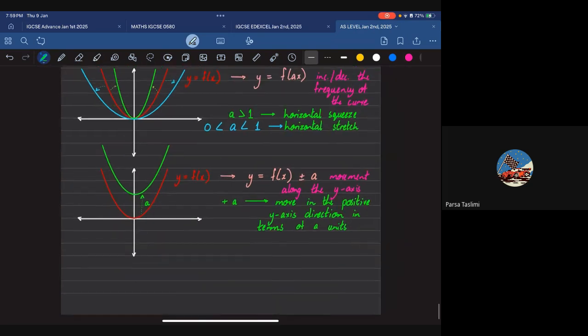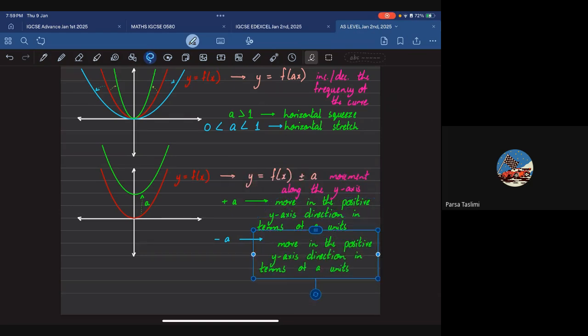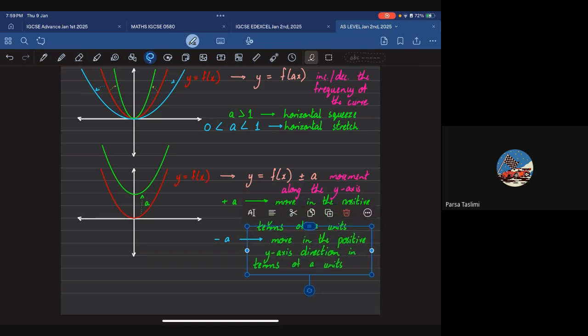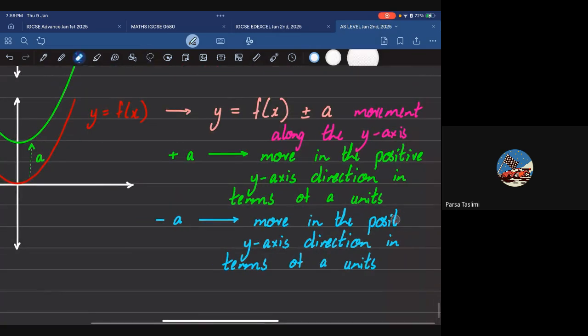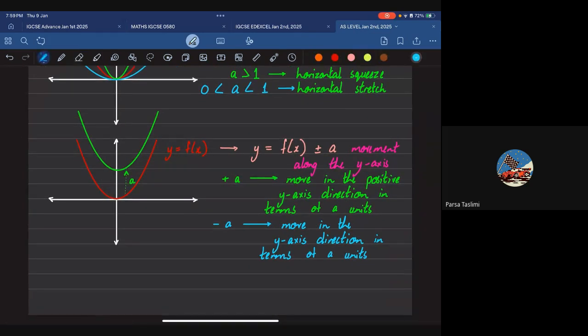Now the second question that comes to our head is negative a. What is going to happen? Obviously, if you're using the opposite sign, you're going to have some sort of inverse movement. Just copy this exact thing down again. It is going to move in the negative y-axis direction in terms of a units.